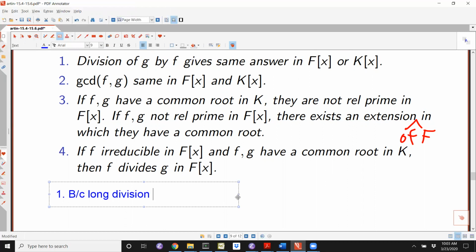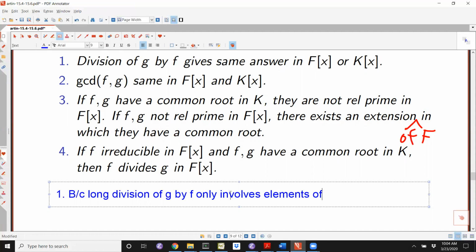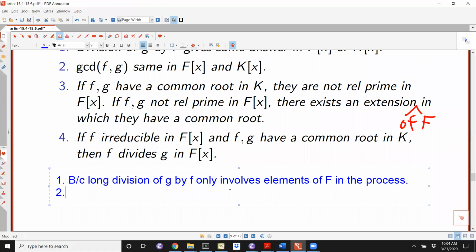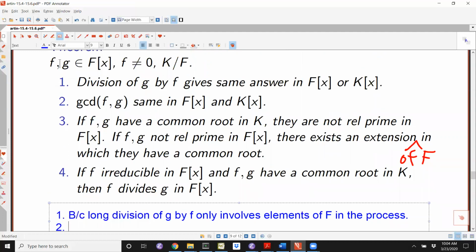which you can imagine doing, of g by f only ever involves, if you just go through and look at the process, only elements of capital F in the process, right? You only ever have to invert or multiply f by elements of capital F, because all the coefficients of f and g.